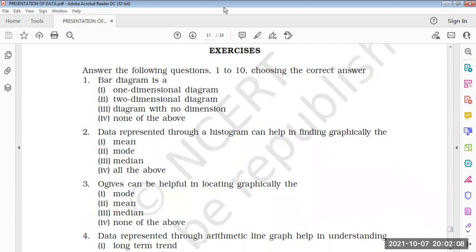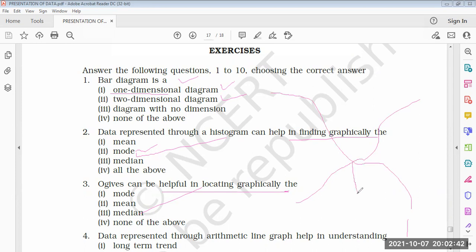We will do this multiple choice first. Bar diagram is a, what is it? Is it one dimensional or two dimensional? One dimensional. Okay, very good. Data presented through a histogram can help in finding graphically the mode. Very good. With the help of histogram, we are able to find mode. Ogives can be helpful in locating graphically the median. Very good, median. See, Ogive curves will be like this, no? And they are like this. And this one will become our median.